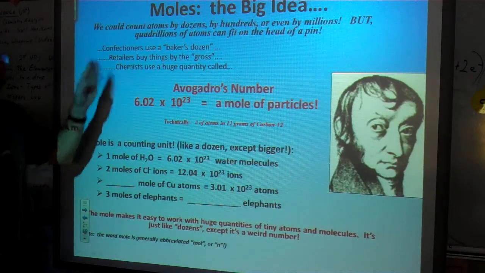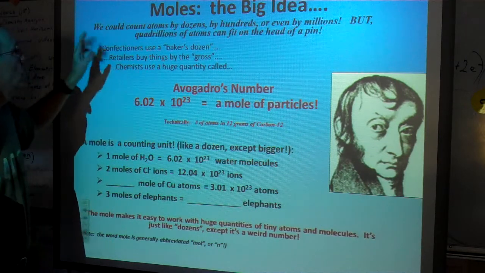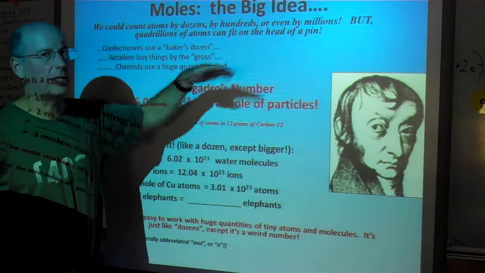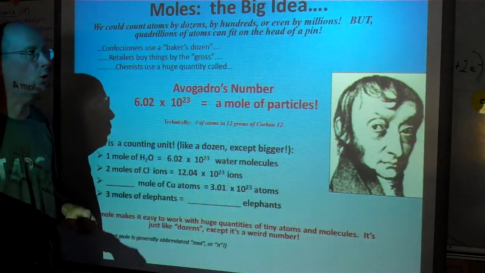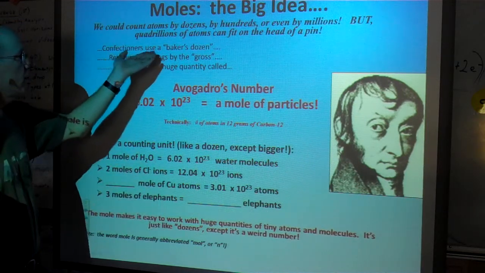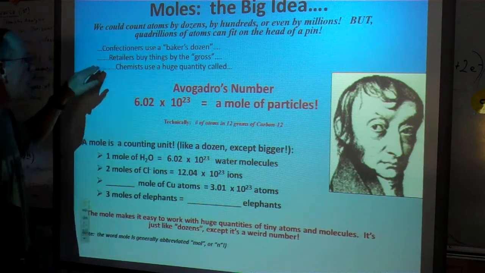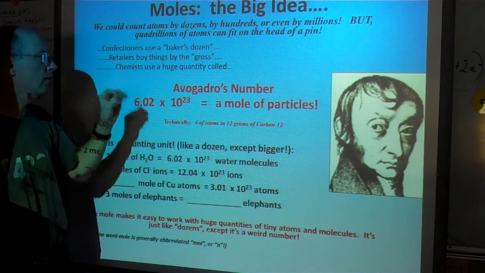Alright, here's the big idea. We could count atoms or molecules or ions or formula units, types of particles. We could count them by the dozens, hundreds or millions, but quadrillions of them fit on the end of a pin. They're so tiny. We need a number that's bigger than that. Well, confectioners use a baker's dozen. That's 13. Retailers buy things by the gross. That's a dozen dozen, or 144.